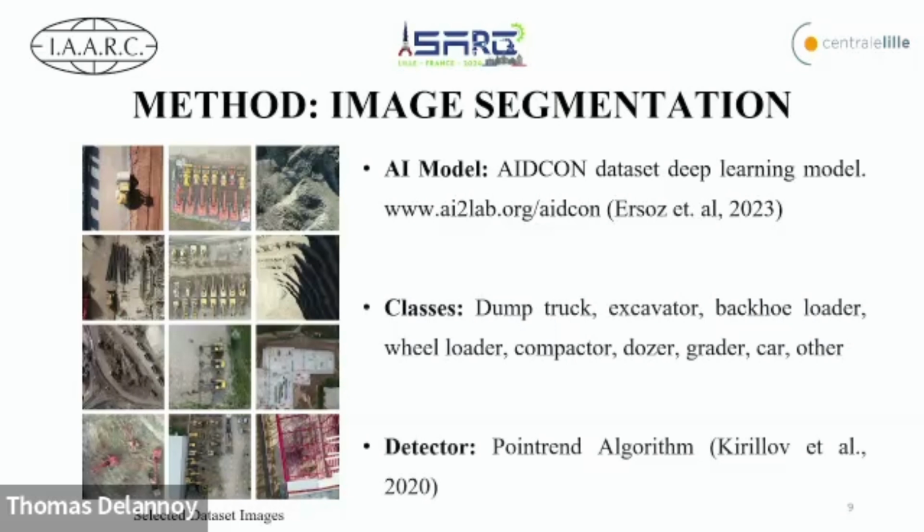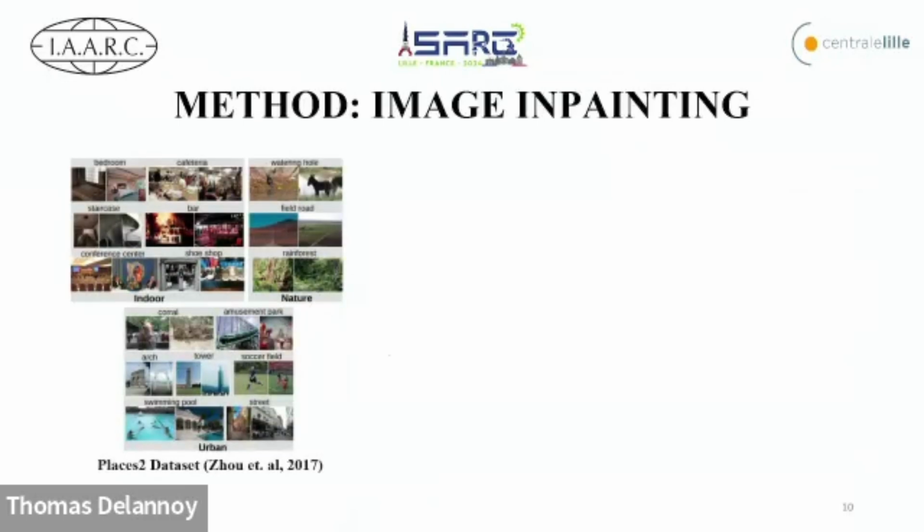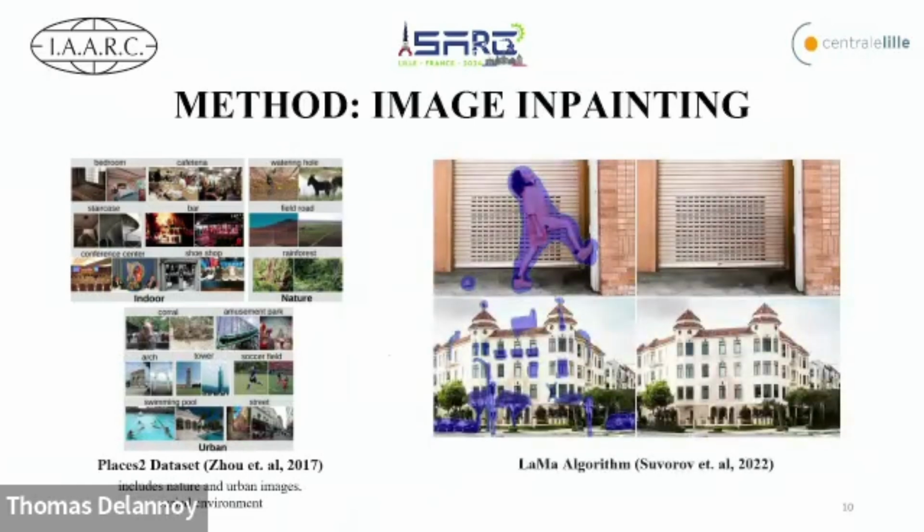As an instance segmentation detector, we used the PointRend algorithm. We also compared other algorithms, but that is not in the scope of this study. For image inpainting, we used an available dataset in the literature, the Places2 dataset. In this dataset, there are urban images, which are more suitable for our scope. That's why we used the Places2 dataset.